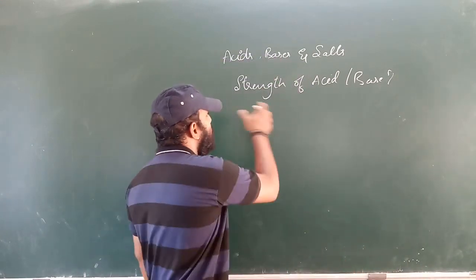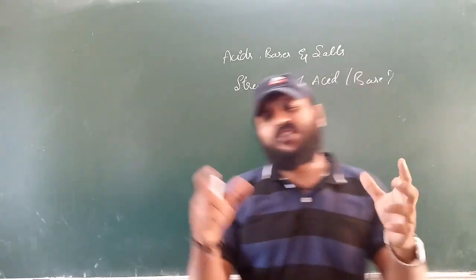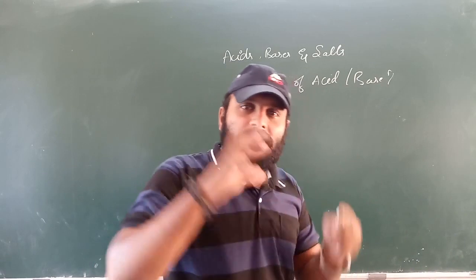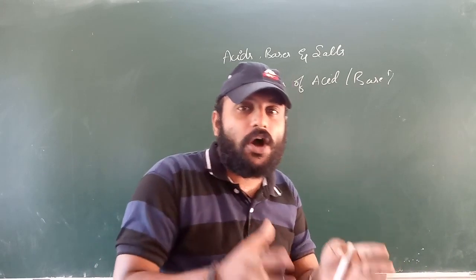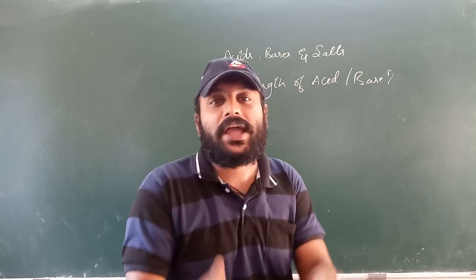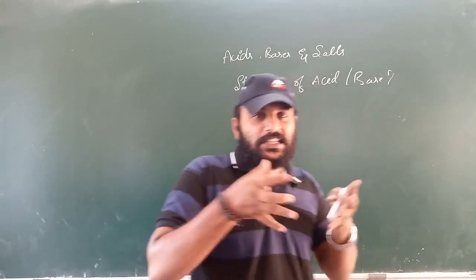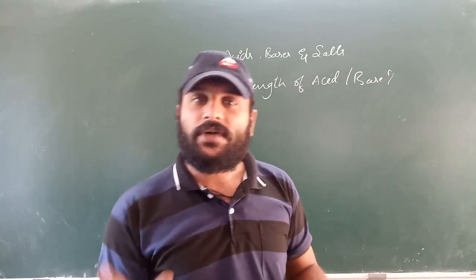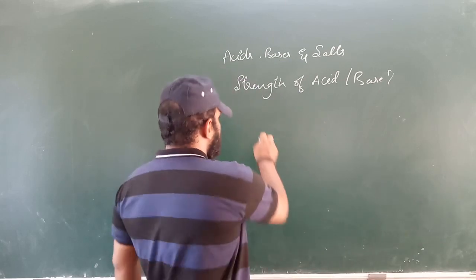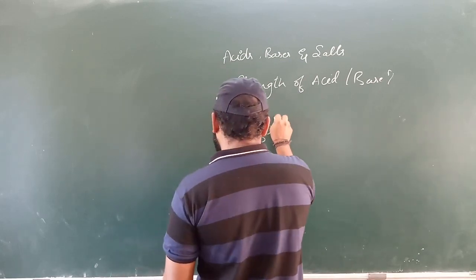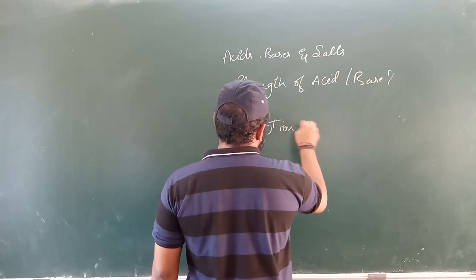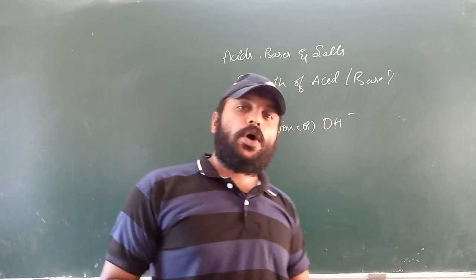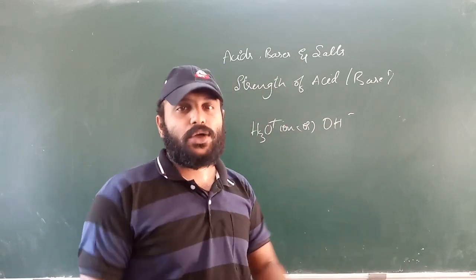So here, what is the strength of acid or base? Strength of acid or base tells about the amount or the concentration of H plus ions or OH minus ions in the solution. That is, the concentration of hydronium ions, H3O plus ions, or the OH minus ions in the solution.